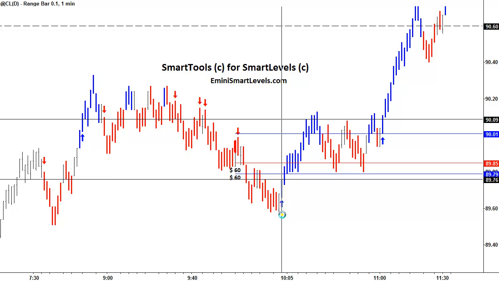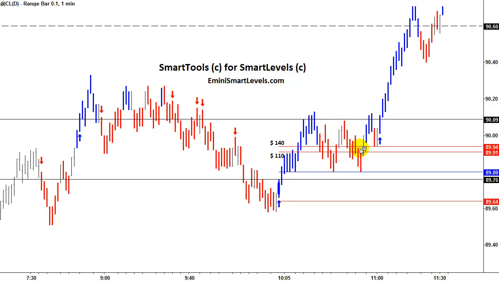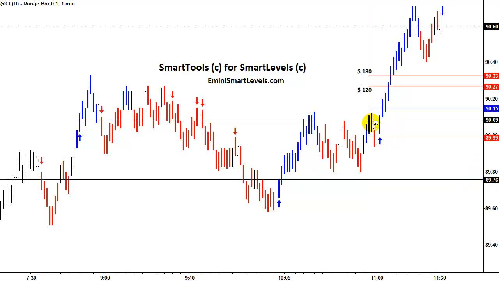This next setup is validated again by the SmartLevels. It's just touching the 89.76 level. You can see the market reaches the overhead daily level at 90.09. These red setup bars were in no man's land. The next setup right here is not triggered. The market pulls back and generates yet another setup bar validated by the SmartLevels as it straddles 90.09.